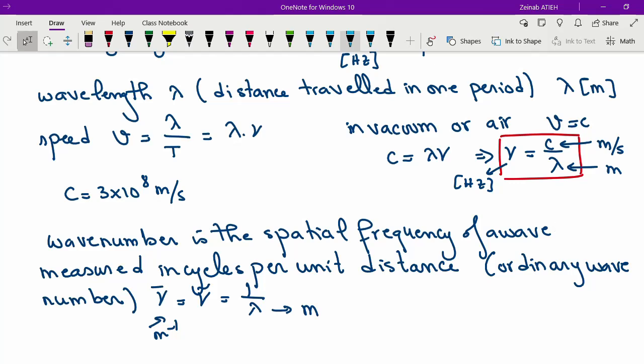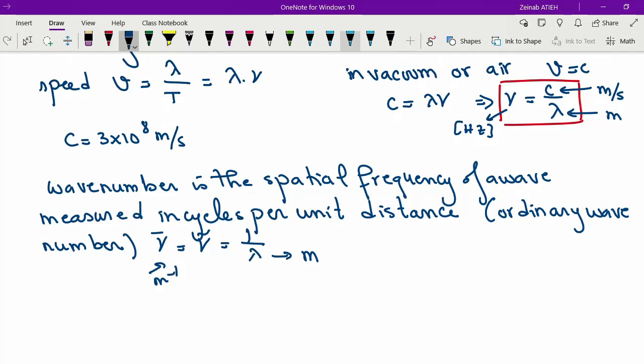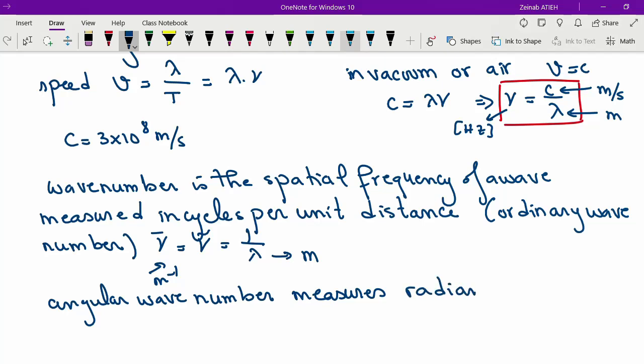In fact, there's another wave number called the angular wave number. So the angular wave number is similar to this one. It measures radians per unit distance, meaning how many radians it makes in 1 meter.